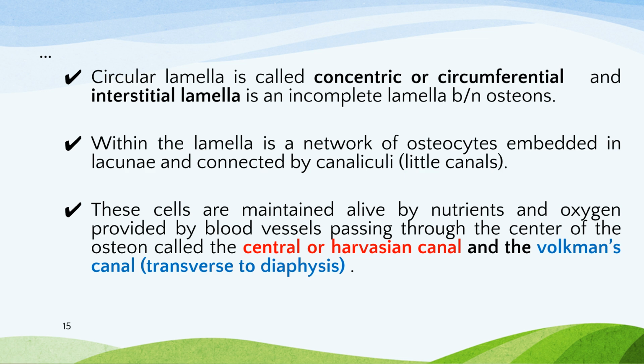To detail this further, the circular lamella is called concentric or circumferential, whereas the interstitial lamella is an incomplete lamella found between the osteons. Within the lamella is a network of osteocytes embedded in lacunae and connected by canaliculi, or little canals. These cells are maintained alive by nutrients and oxygen, provided by blood vessels passing through the center of the osteon, called the central or Haversian canal, as well as the Volkmann's canal, which runs transverse to the diaphysis.